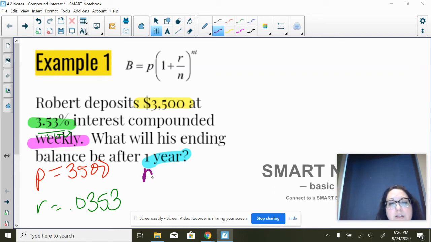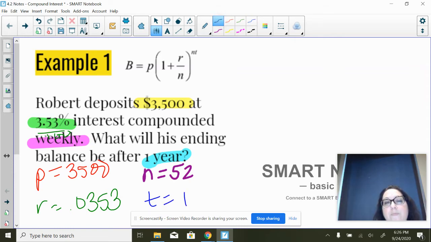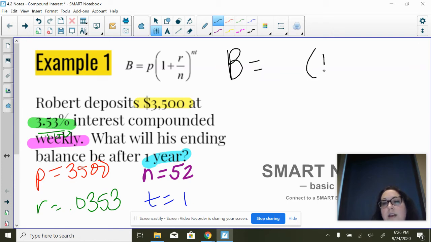The N value in this case is how often it gets compounded, and that is weekly. You guys, just like if we are calculating paychecks or whatever, there are 52 weeks in a year, so that means it happens 52 times. And the time value in this case is just 1 year, so nothing crazy there. We're going to plug into this formula up at the top that says B equals, that's the account balance. Account balance is equal to the principal times 1 plus the rate divided by N to the NT.